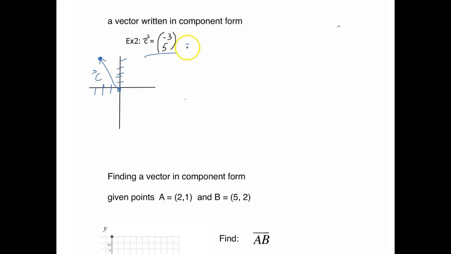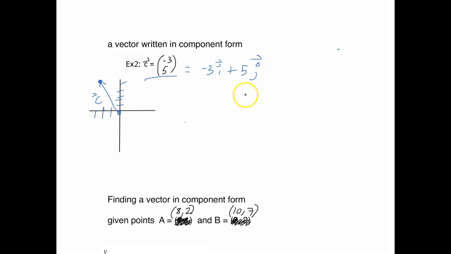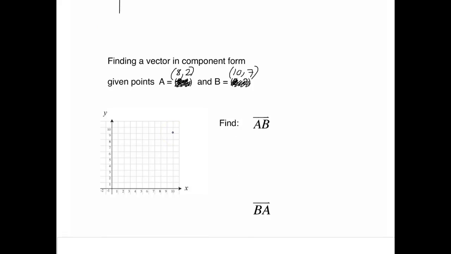Now remember, they could also write it like this: -3i plus 5j. That's if they want to write it in unit vector form. But that's it. Okay, next let's do a type problem you're going to see a lot in this class.